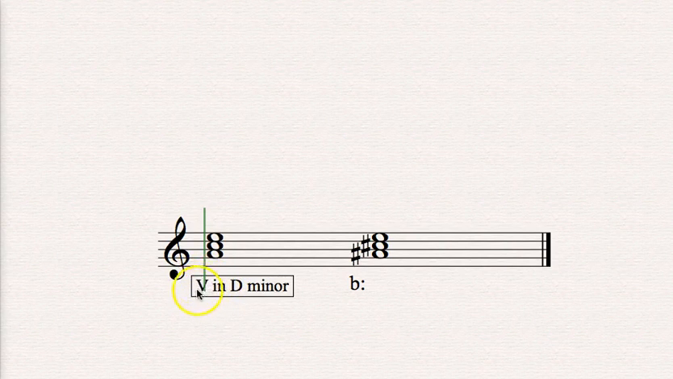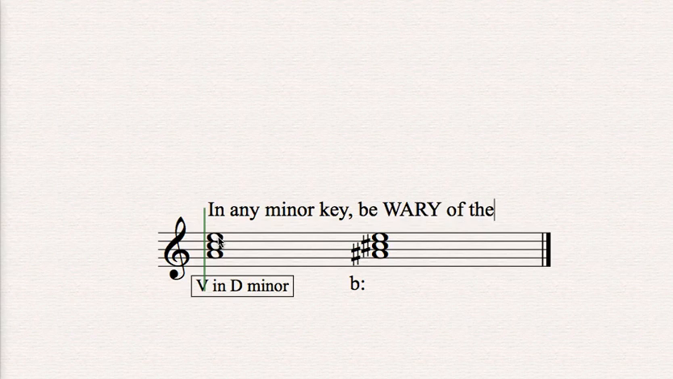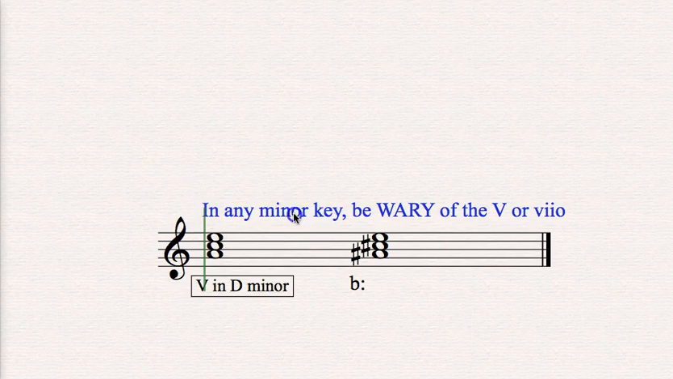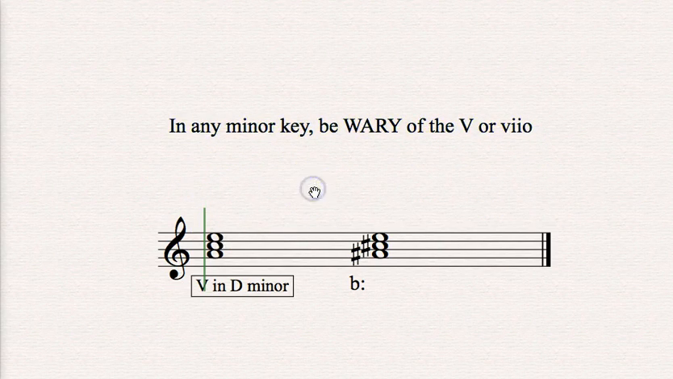And so just know always that whenever we're in any minor key, be wary of the 5 or 7 diminished chord. Always be aware of those two chords because you're going to have to do something to them. Remember, in D minor the leading tone is raised scale degree 7. Scale degree 7 in D minor is C, so you raise that up a half step and that's C sharp.